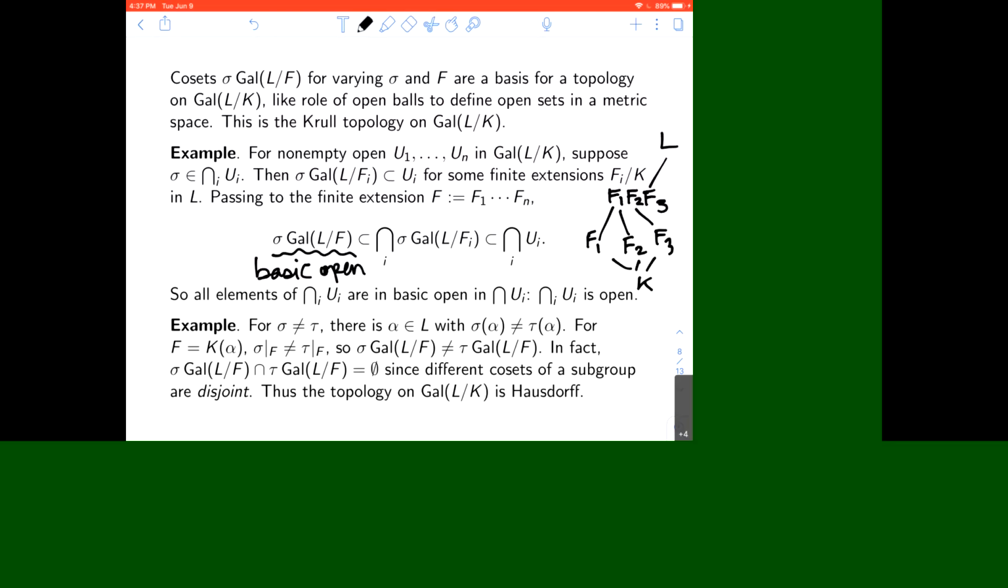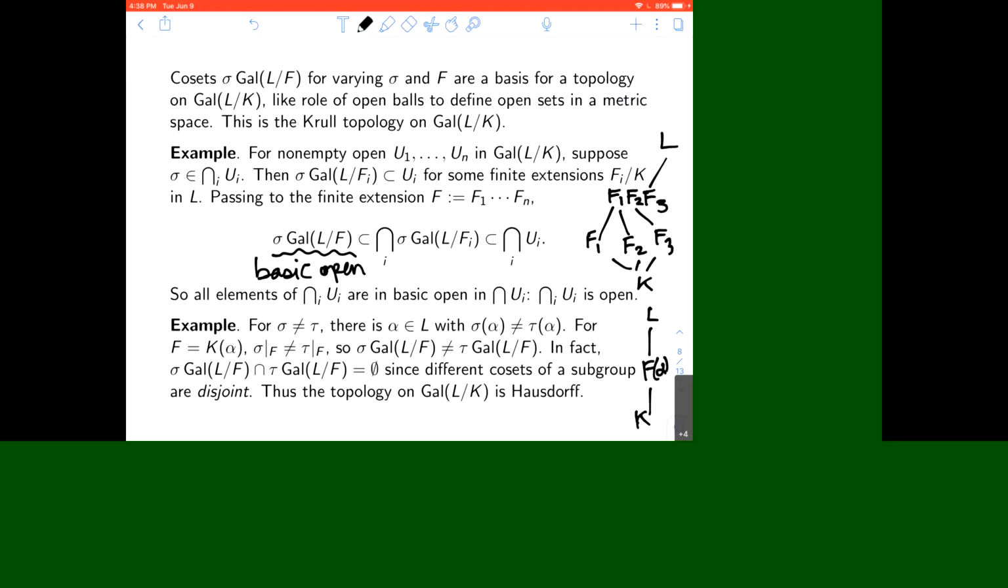Another interesting aspect of this topology is that it is Hausdorff. The reason is, if you gave me two automorphisms, sigma and tau, that are different, the very definition of being different is that there's an element alpha in the big field at which they're not equal. But then if you take the finite extension cut out by that element, well, sigma and tau may not send that finite extension back to itself.